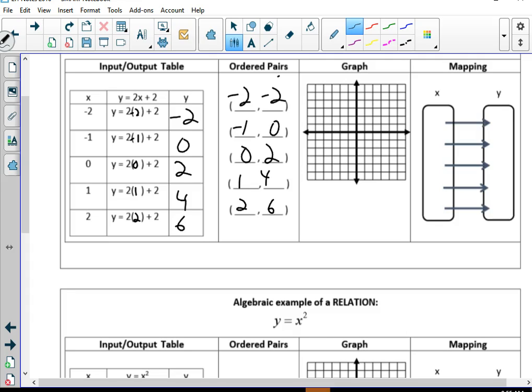Now we're going to put those on our graph. So (-2, -2) is down here. (-1, 0) is right here. (0, 2), (1, 4), and (2, 6). And then there's our line.